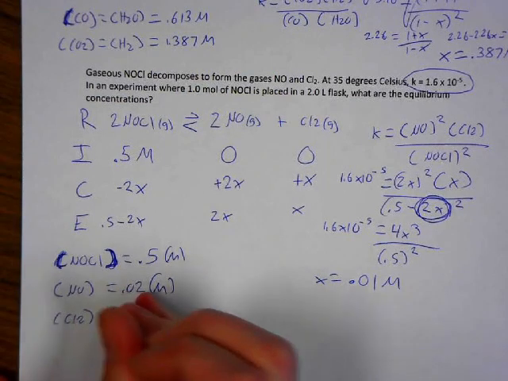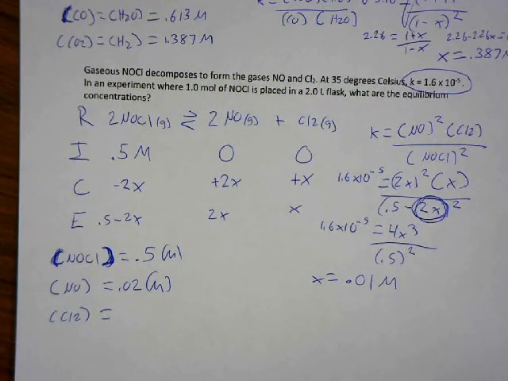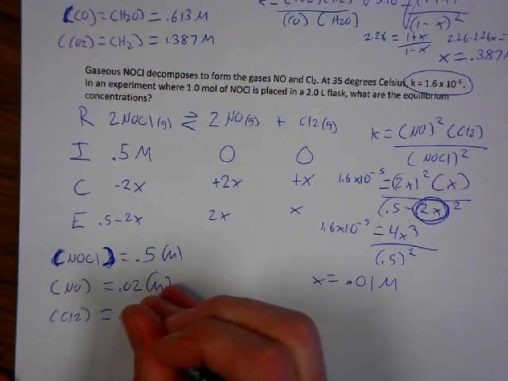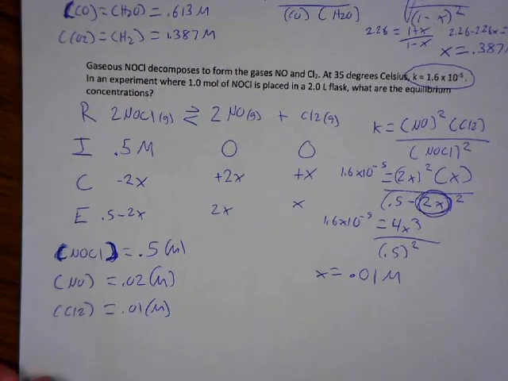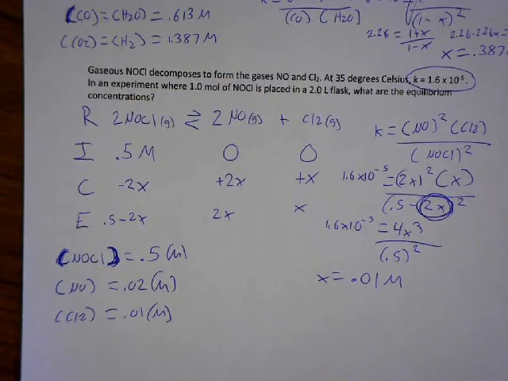Concentration of NO is going to be 0.02 molar. Concentration of Cl2, or pressure, I guess we should say, is going to be just 0.01, right? 0.01 molar.